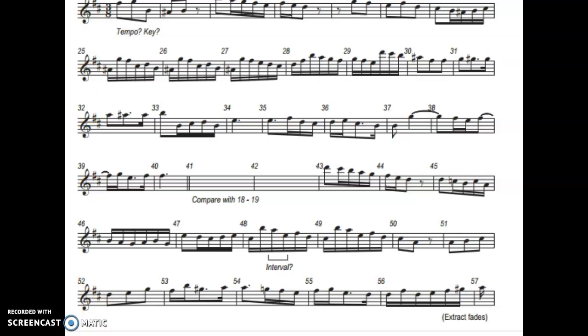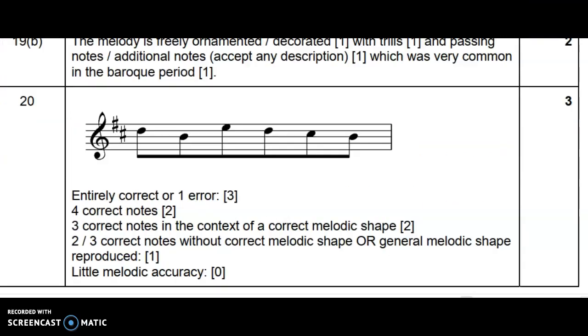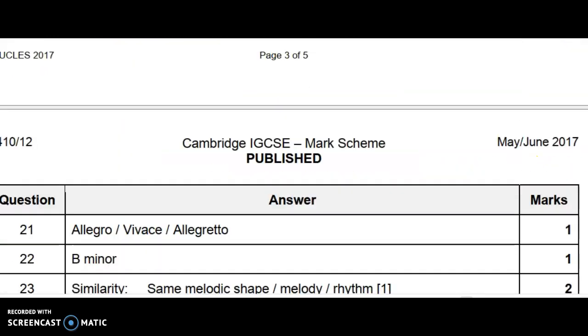And I'm going to show you the mark sheet so that you can see the answers there. So let's start here. It's the flute. The melody is freely ornamented, decorated with trills and passing notes, additional notes, which was very common in the Baroque period. There you see what you had to write there. They like a little leap. And that was a scale going into the next part.